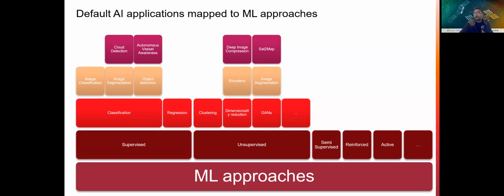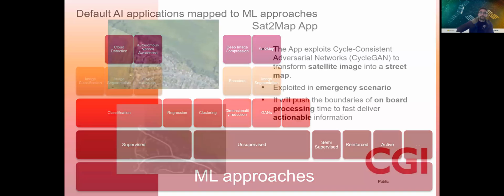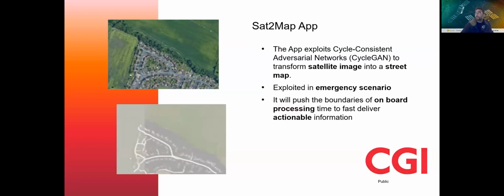And there are two other applications, one which is related to the autoencoders, the deep image compression, and one which is related to the image segmentation set for the generative adversarial model. In particular, going into the details, one of the applications is the set-to-map. The set-to-map application aims, through the generative adversarial network, to transform a satellite image into a map of streets.